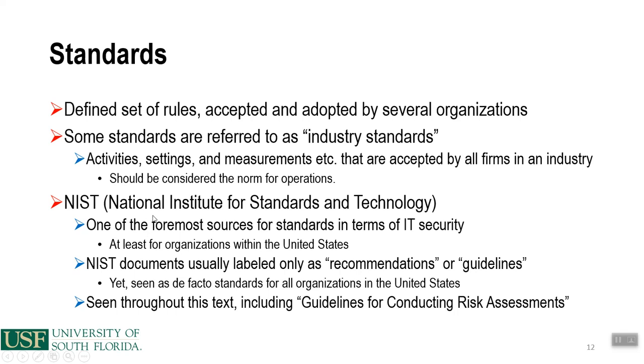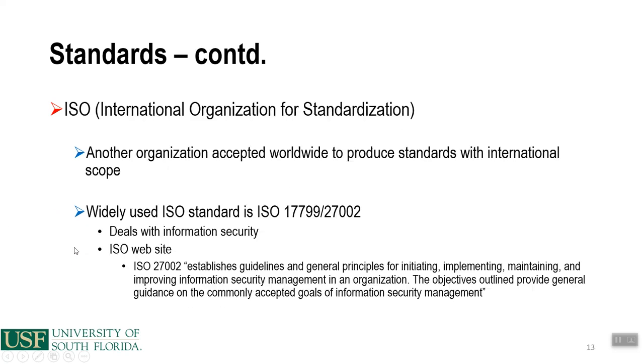Now, NIST, the National Institute of Standards and Technology, is one of the foremost sources for standards in terms of IT security, and they have things like the NIST framework and so on. Now, this is within the United States. In terms of outside of the United States, I'm not as familiar, but NIST documents are usually labeled as recommendations or guidelines, but they're seen as de facto standards for all organizations in the U.S. As seen throughout the text, including guidelines for conducting risk assessments. So you're seeing stuff like this already. This is guidelines for conducting risk assessments. This is something that's put out by NIST.